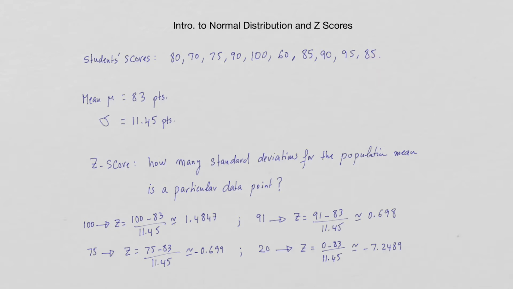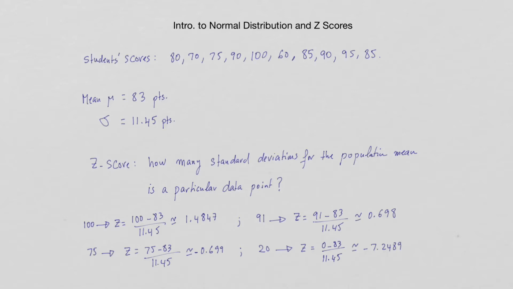So let's continue now. How do we find the Z-score? The Z-score, I'll talk about how do we find it, and then I'll show you one example to show why it is important, or two examples. The Z-score is the number of standard deviations from the population mean is a particular data point. Whatever point you're interested in.